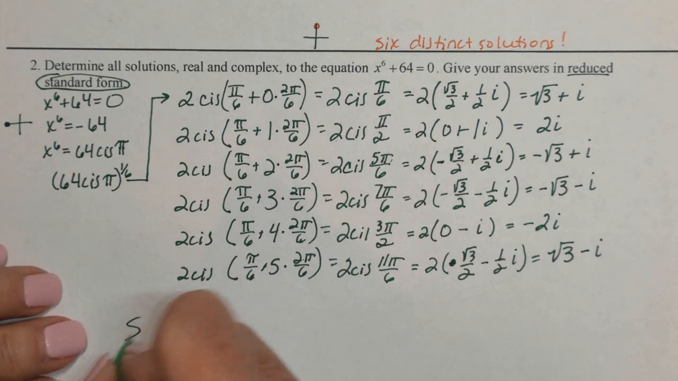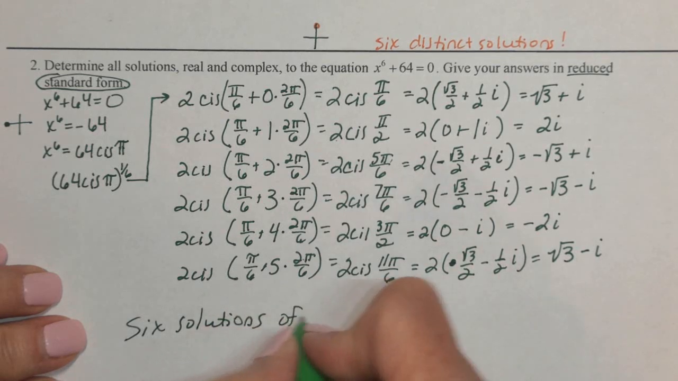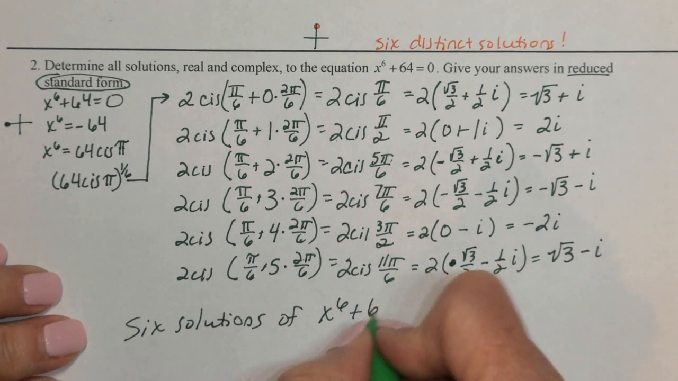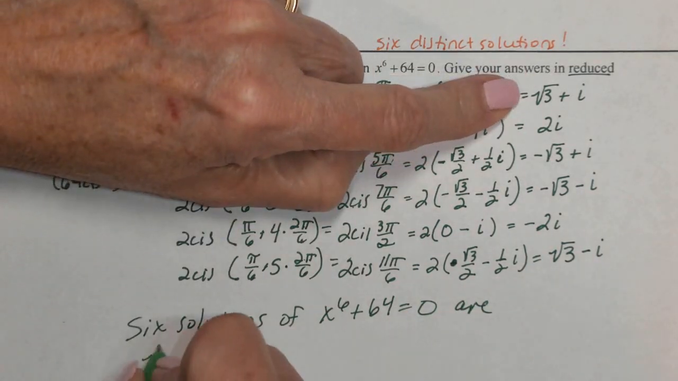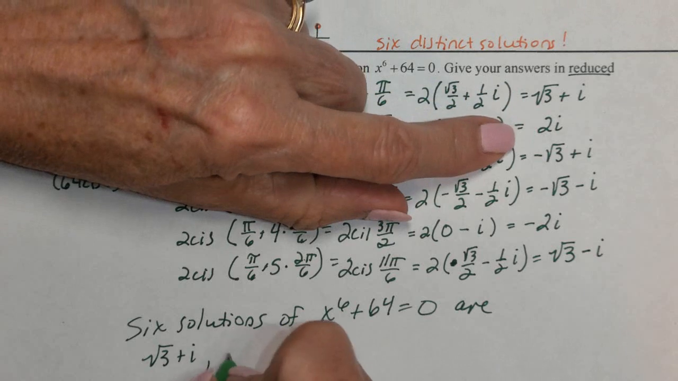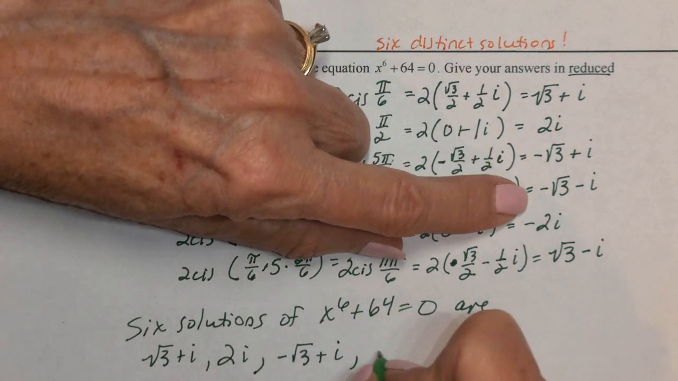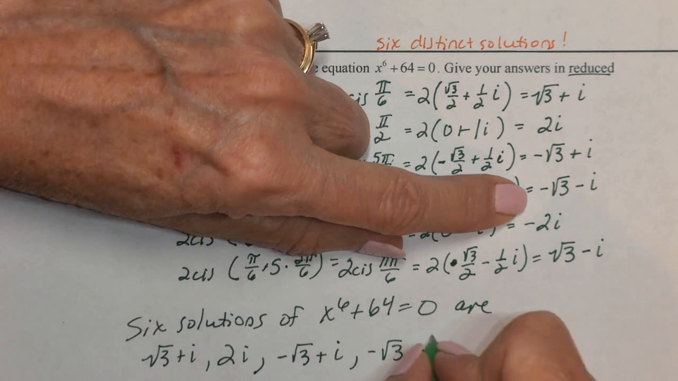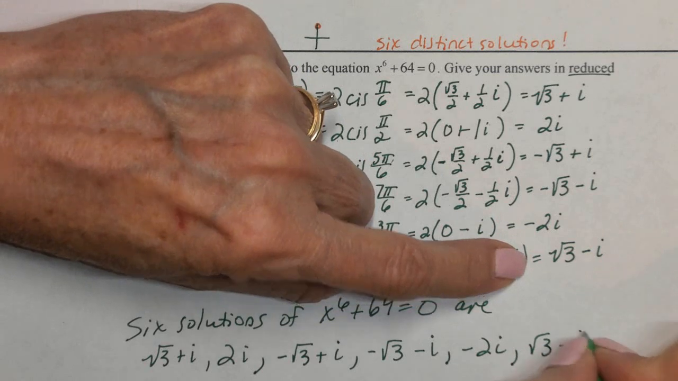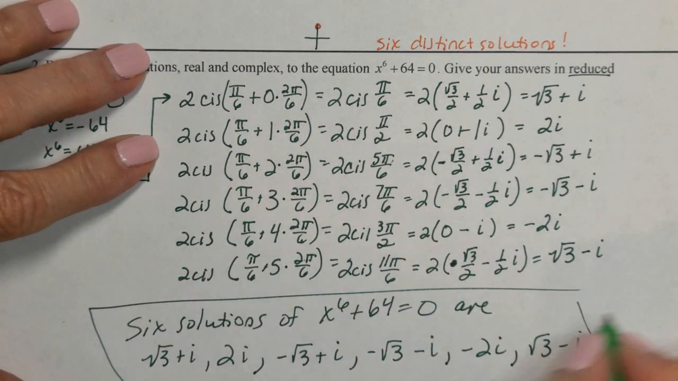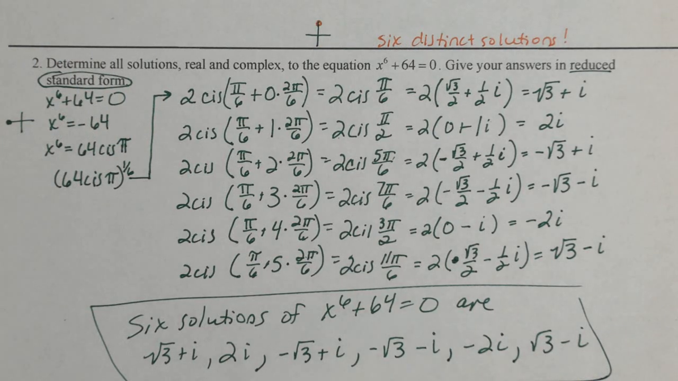So my 6 solutions of x to the 6th plus 64 equals 0 are square root 3 plus i, 2i, negative square root of 3 plus i, negative square root of 3 minus i, negative 2i, and square root of 3 minus i. 6 distinct solutions to that 6th degree polynomial.